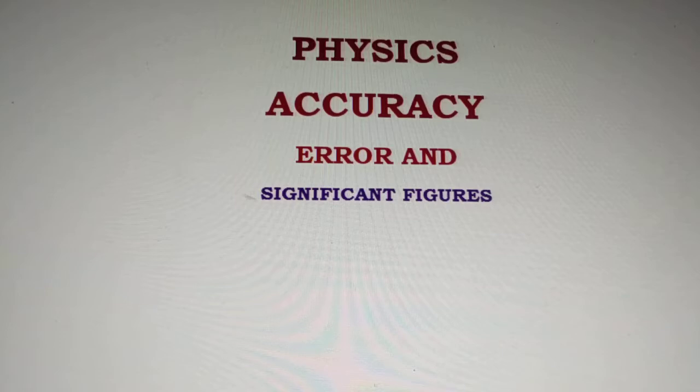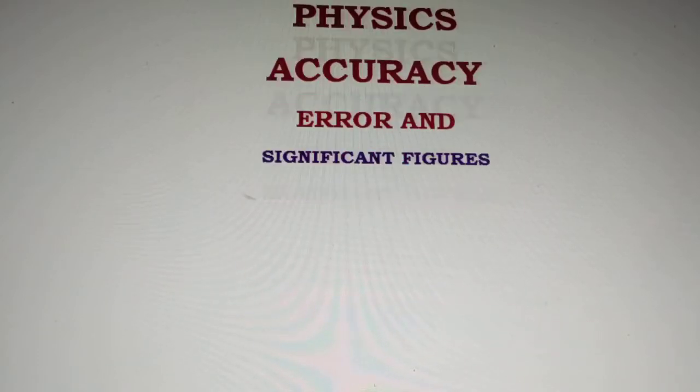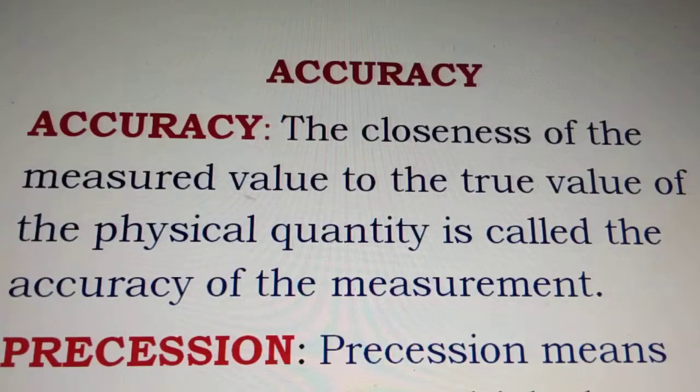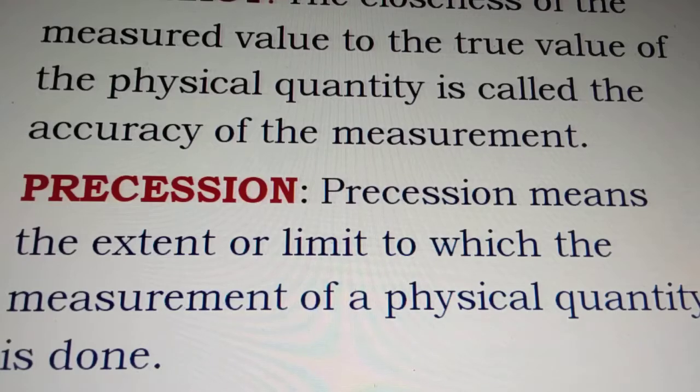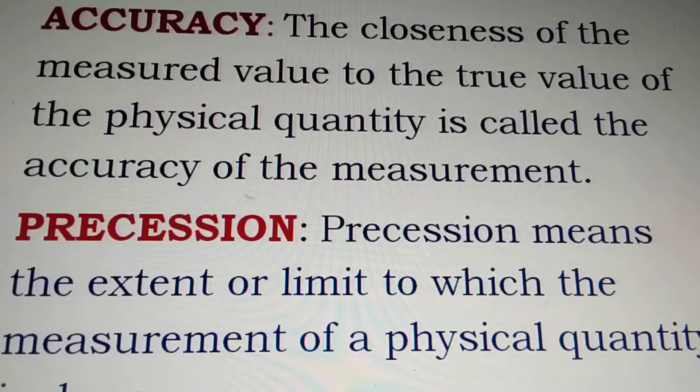Today we are going to study accuracy, error, and also significant figures. So, what is the meaning of accuracy in physics? Let us consider: the closeness of the measured value to the true value of the physical quantity is called the accuracy of measurement.